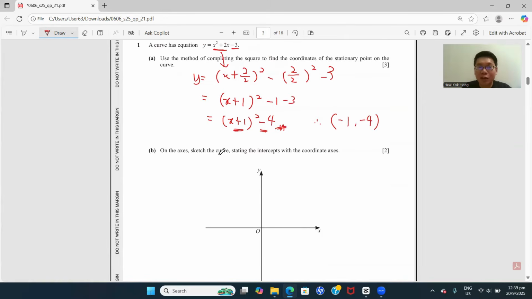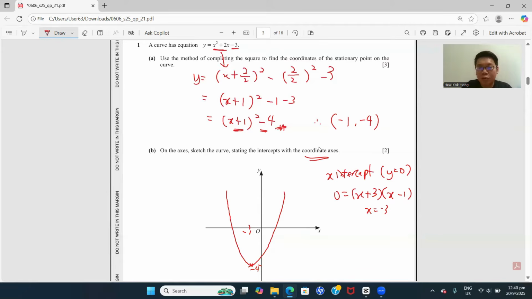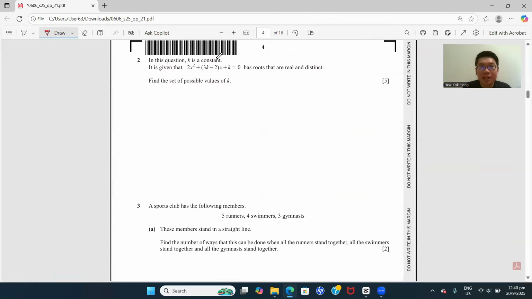On this axis, sketch the curve stating the intercepts with the coordinate axes for this graph. We already know the turning point is (-1, -4). This is a U-shaped graph. Then they meet the coordinate axes. The x-intercept means y equals 0, so x equals -3, x equals 1. And then the y-intercept, x equals 0. Here it is -3.